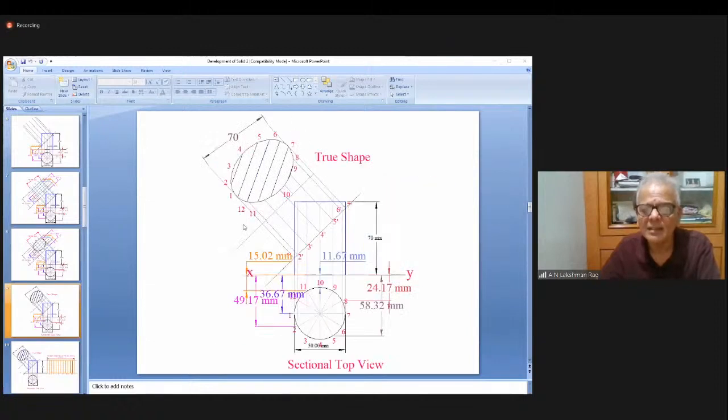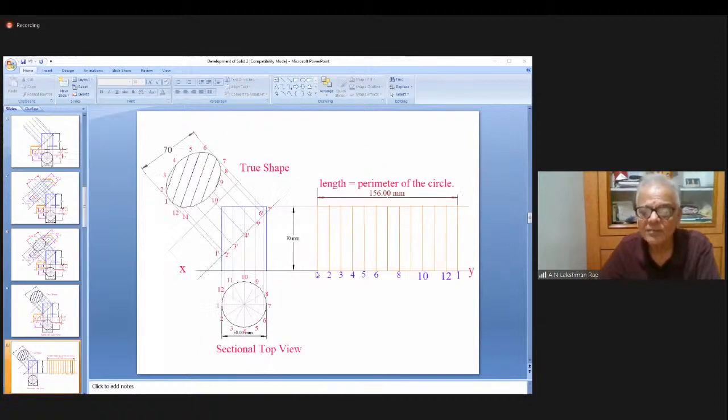I have removed all those things. Now, for the development, I draw a horizontal line here and there. From here I have drawn a horizontal line, and here also. What is the circumference of this? 2 pi r. I measured it. The perimeter of the circle is 156. Now this I have divided into 12 parts. Here also I have to divide into 12 parts.